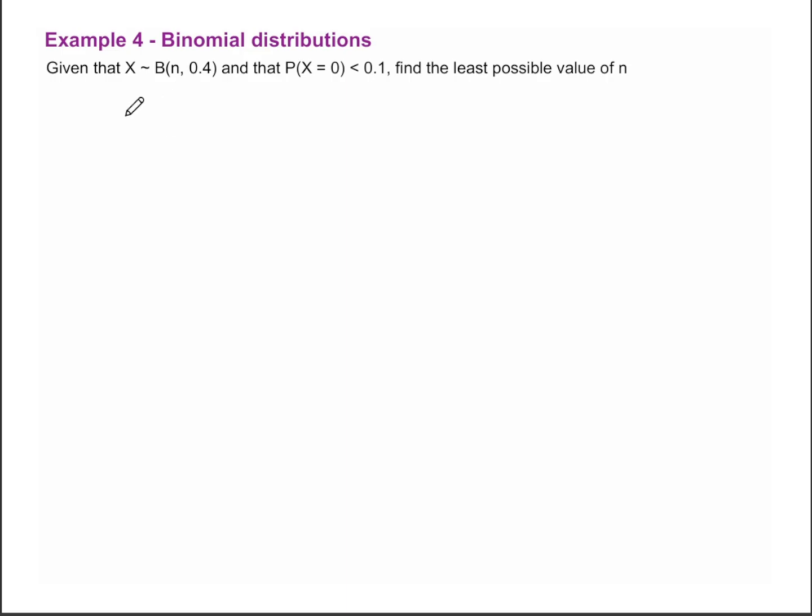Then we are given that x is binomially distributed with n number of trials and probability of success being 0.4. Then we are told that the probability of you getting 0 successes is less than 0.1. We are told to find the lowest possible value of the number of trials. Therefore, we want to find n where the number of successes is 0. Therefore, 0.4, which is the probability of success, happens 0 times, and 0.6, which is the probability of failure, happens n times.